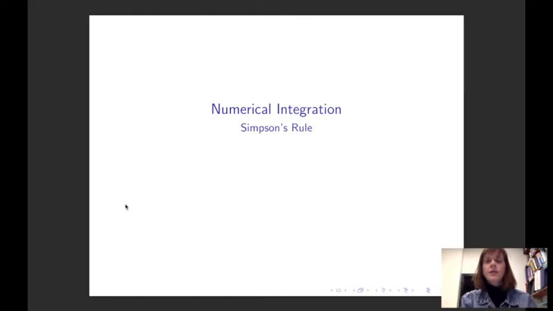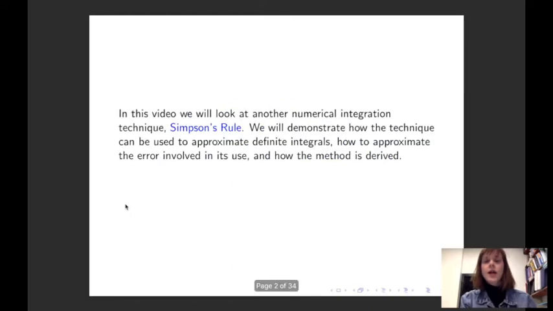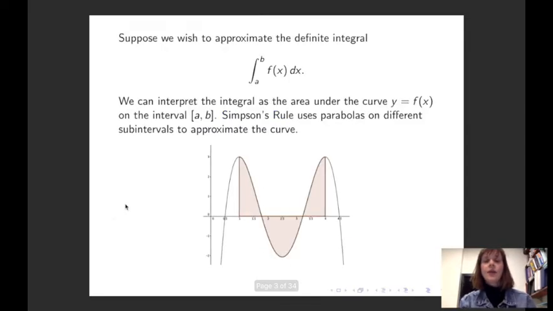Hello, calculus fans. In this video, we will look at another numerical integration technique, namely Simpson's Rule. We will demonstrate how the technique can be used to approximate definite integrals, how to approximate the error involved in its use, and how the method is derived.